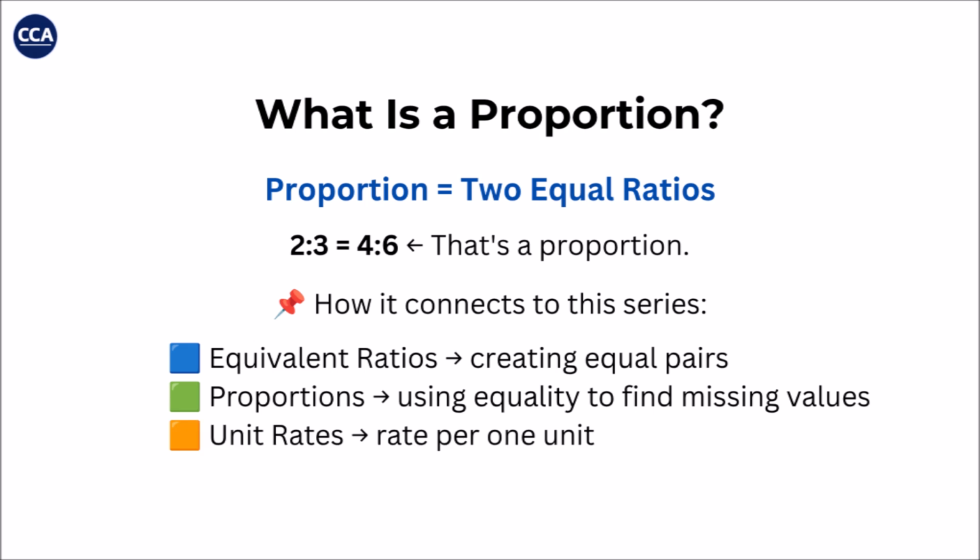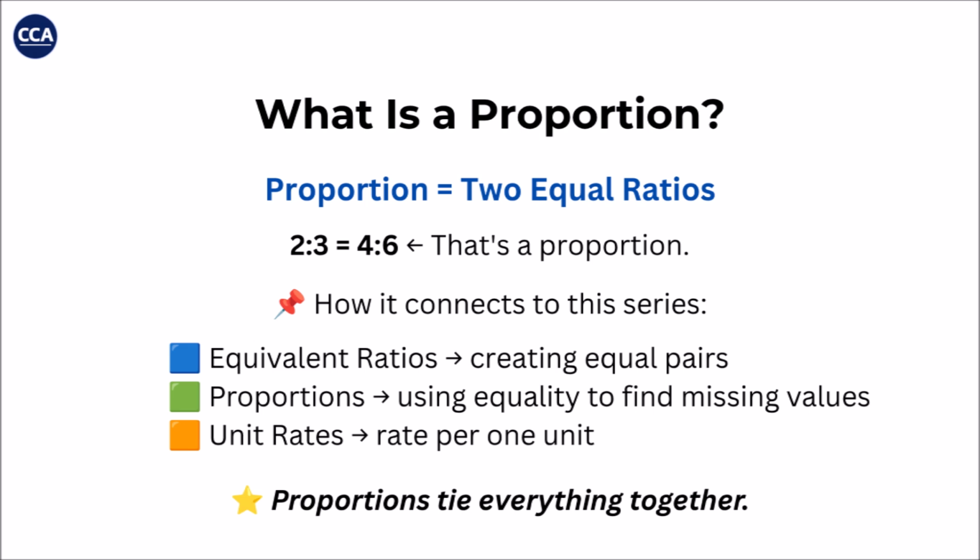And unit rates from lesson 3 connect here too. When you found that a car travels 60 kilometers per hour, you were essentially setting up a proportion: 60 kilometers per 1 hour equals some distance per some number of hours. Proportions are the tool that ties equivalent ratios and unit rates together into one powerful method.